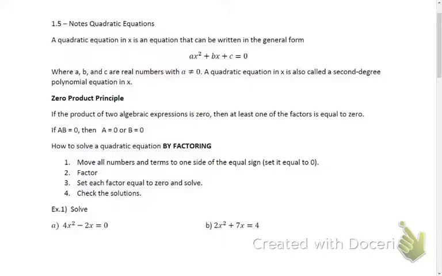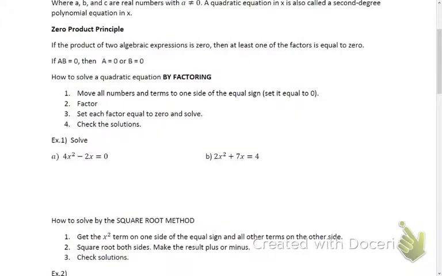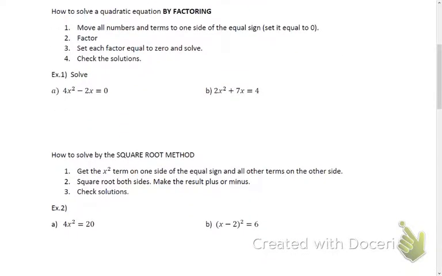So I'm going to scroll on down, and this is the important stuff. We're going to look at 4 different methods. Today, in this video, we're going to look at 2: solving by factoring and solving by the square root method. So maybe jot those 4 steps down, maybe pause it, and then I'm going to solve. All right, here we go.